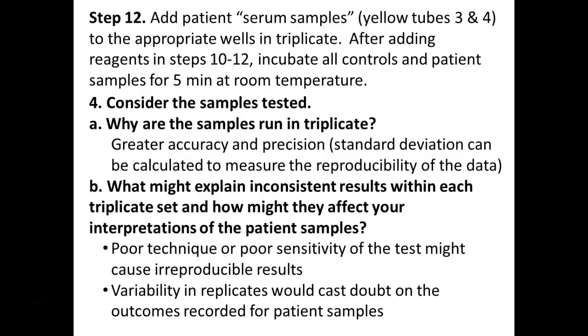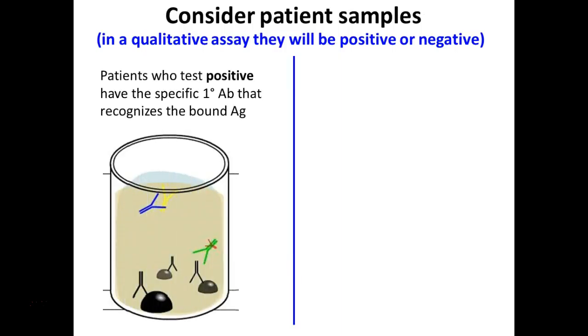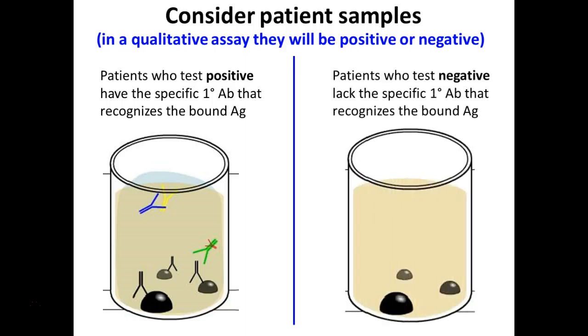Still with me? All right. So our patients, as I said, 2 choices. Somebody's going to have antigen with the antibody we're looking for. They're going to be positive, right? And the other one is going to be negative, no antibody that we're looking for. Okay?